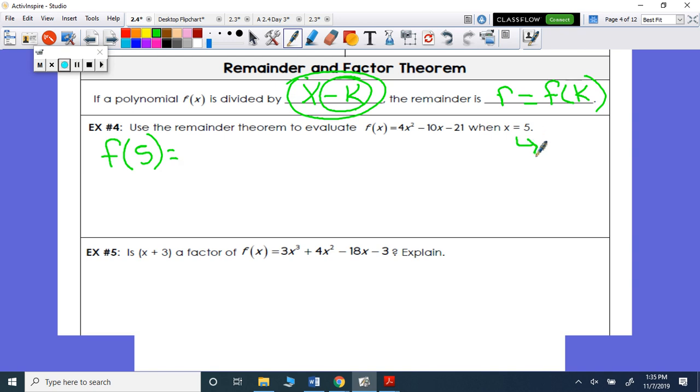When they tell you x equals 5, that means it came from the binomial of x minus 5. If I take that number that I would have put on this shelf and plug it in, if my math is correct, I get a remainder of 29.